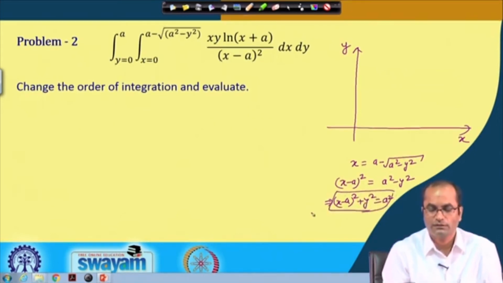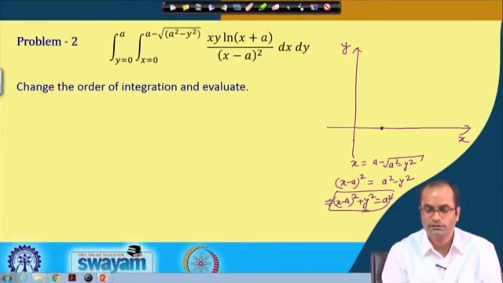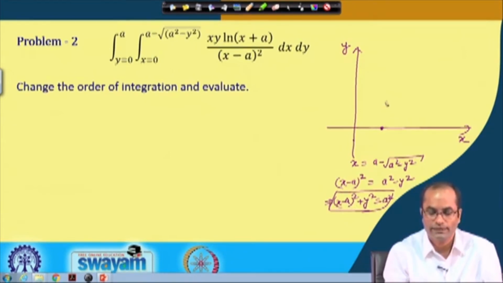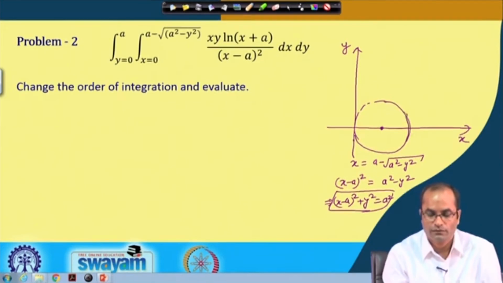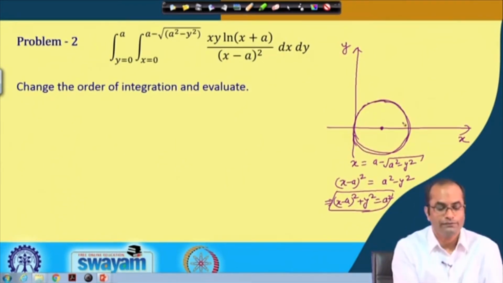So, this is the circle which we can draw now first. So, x is equal to a, a and 0 is the center, and a is the radius again. So, this is going to be somewhere here. So, we have this circle of radius a, and now if we look at the integral limits.